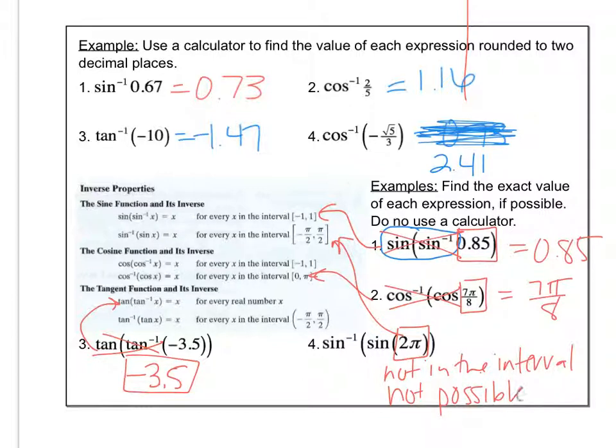So that's the one thing you have to watch out for, that it falls in the correct interval. They're just trying to really get you to think about what is an appropriate thing that you can plug in for sine versus what is an appropriate answer you can plug in for sine negative 1, the inverse of sine.